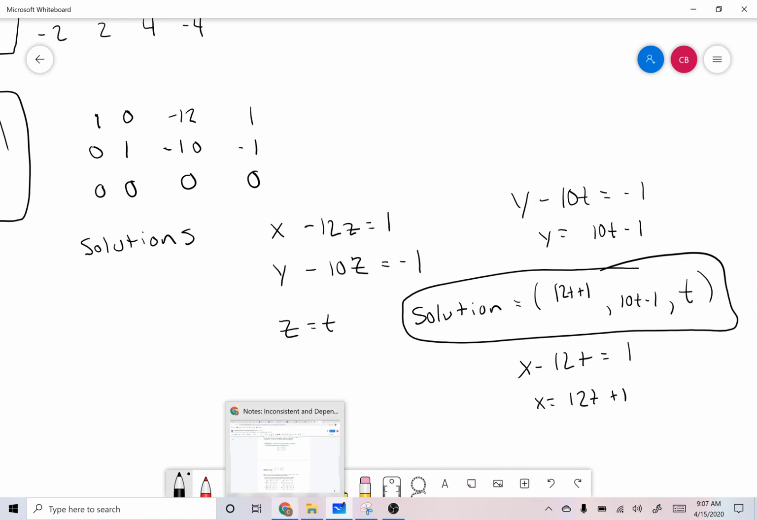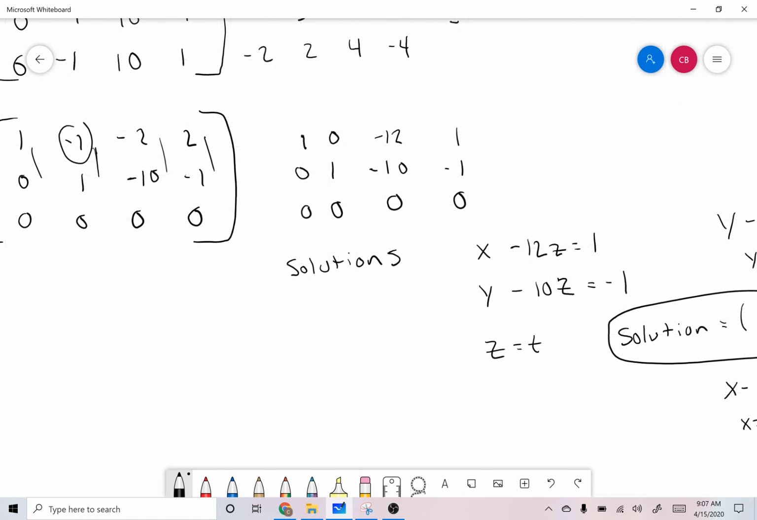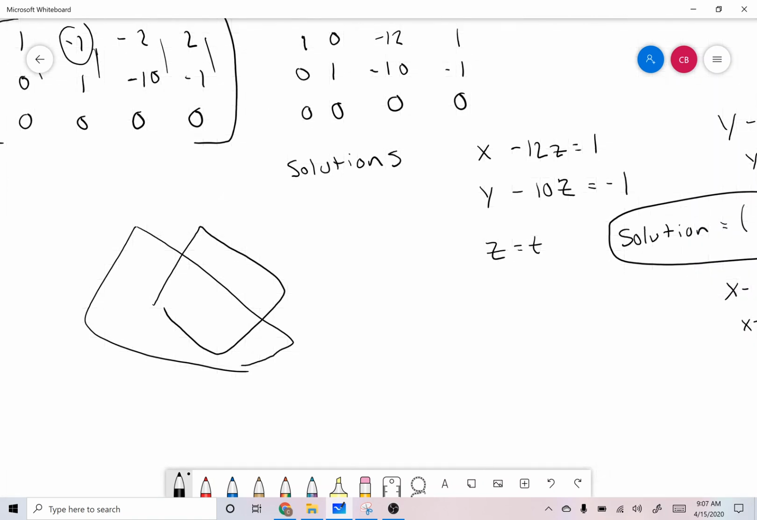What this means, guys, is that you have two planes meeting at a line. I'm not the best artist, but you have a plane, you have another plane, I'm sorry, I'm running out of space. Those should be flat surfaces, but what you see is that they meet at exactly this line here.